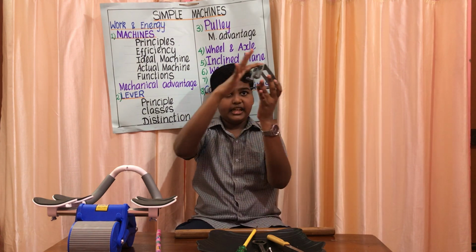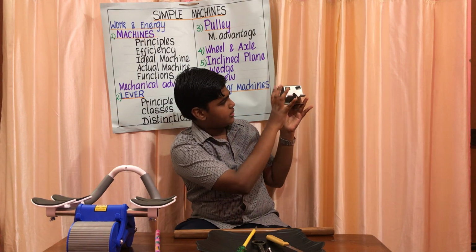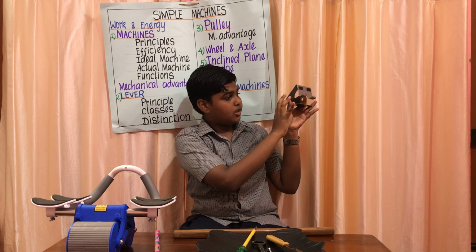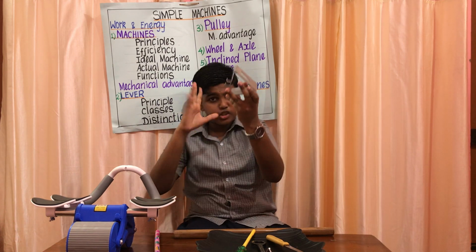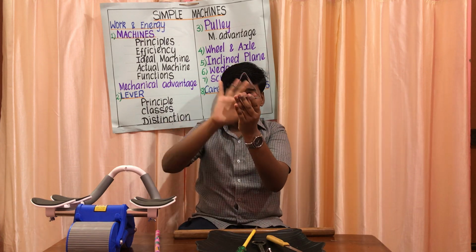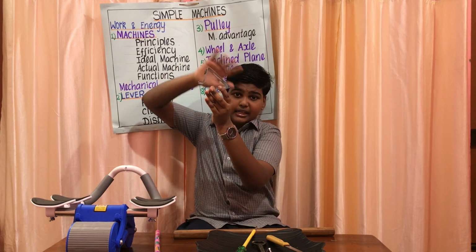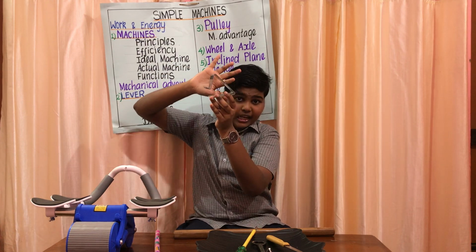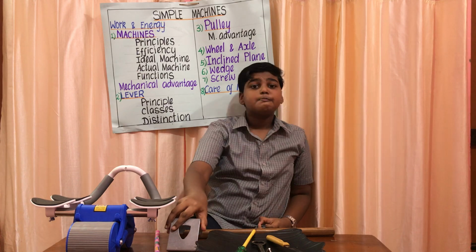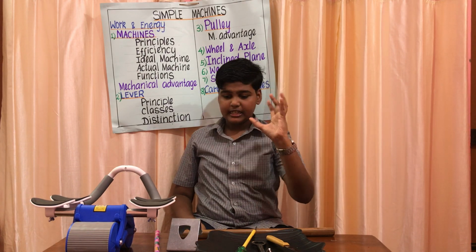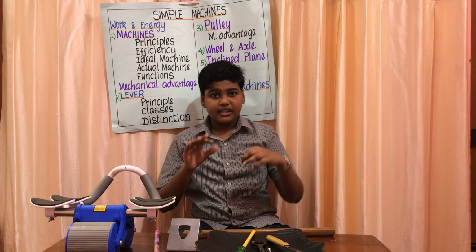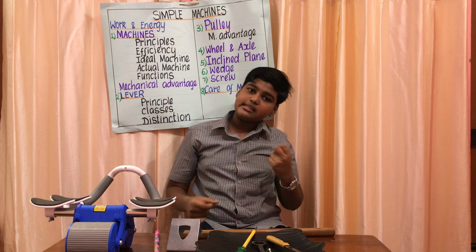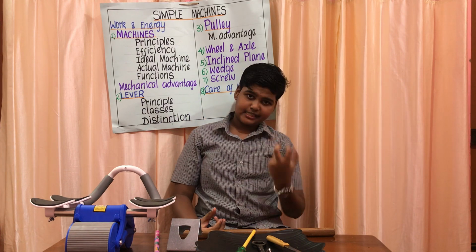This is A B C. Understood, friends? A B C. So the distance of this slope, that's A and B, must be greater than the vertical height, that is CB. Understood, friends? So this is called the principle of an inclined plane. In an inclined plane, the effort required to move a load up is always less than the load, so the mechanical advantage is less than 1.